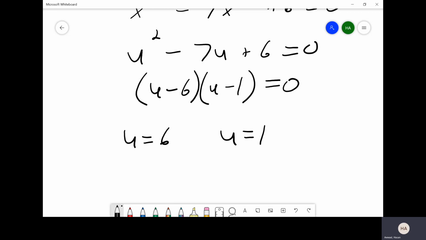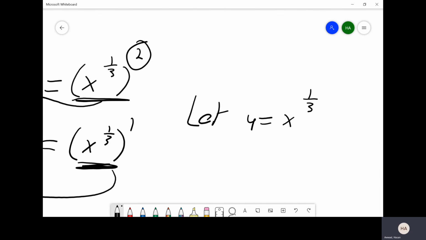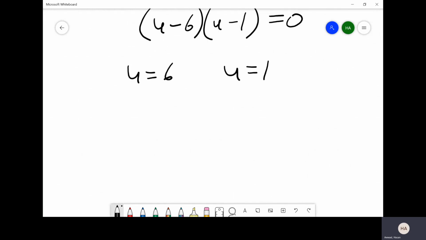Okay, we're almost done, right? We solved for u, which is great. We were able to get it looking like a quadratic. We did our substitutions and we solved. The only thing is now we have to solve for our original variable. Our original variable is x. So because our original variable is x, we have to go back to our relationship that we set up. Our relationship was whatever we solved for u, that's going to be equal to x to the 1/3 power. So we go over here and we say, okay, so 6 is equal to x to the 1/3 power. And also 1 is equal to x to the 1/3 power.